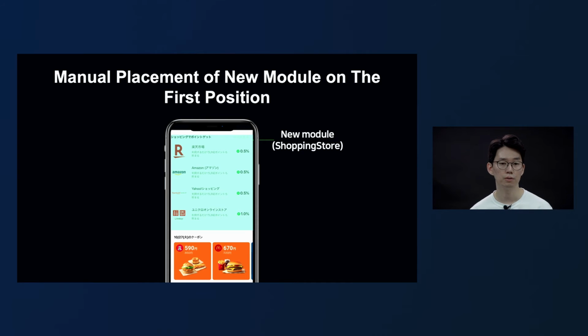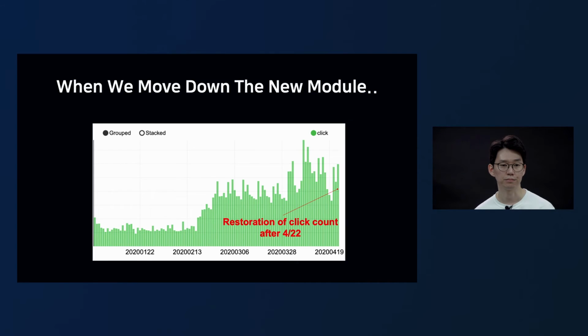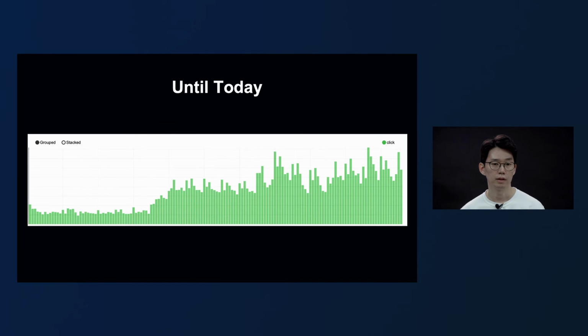Because there was no idea on which position we should use to display the shopping module, we decided that in 28% of the total traffic, the shopping module is displayed at the top of the wallet tab. Since the number of clicks kept decreasing, we decided to take the shopping module down from the top. You can see the number of clicks recover after April 22. So from May, we have automatically recommended the shopping module with our recommender system. This is the CTR trend up to the present.